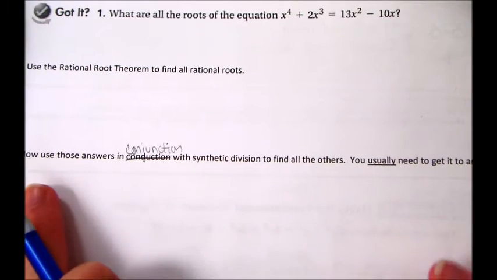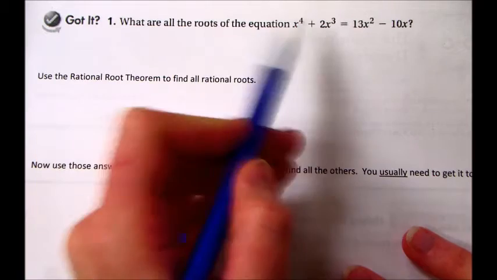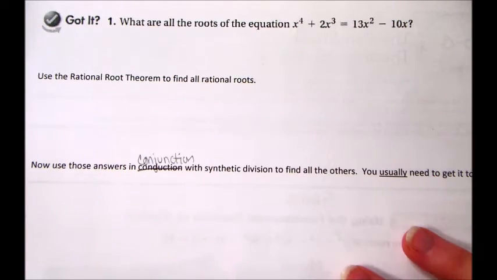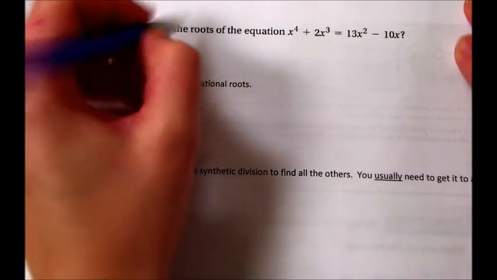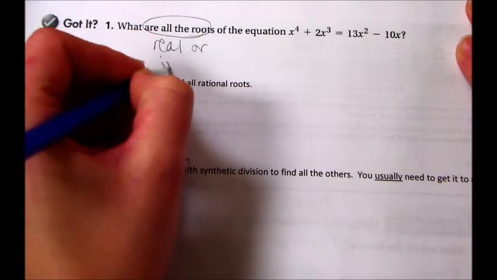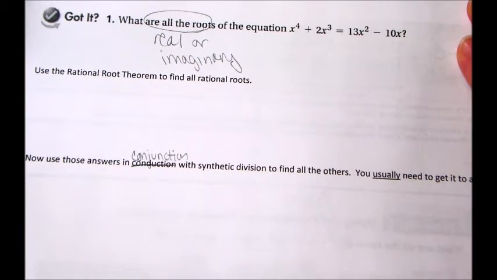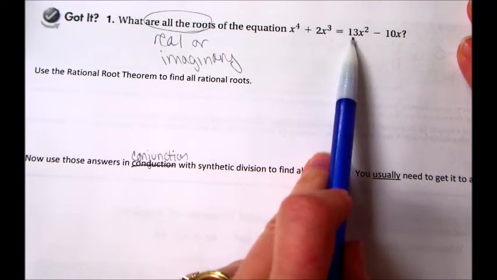In Got It number 1, we're asked to do the same thing, to find the roots or the zeros or the solutions of this particular equation, whether they are real or imaginary. I'm going to write real or imaginary here. It's really important you understand the different sets of directions. So your first step is you have to set this thing equal to 0.